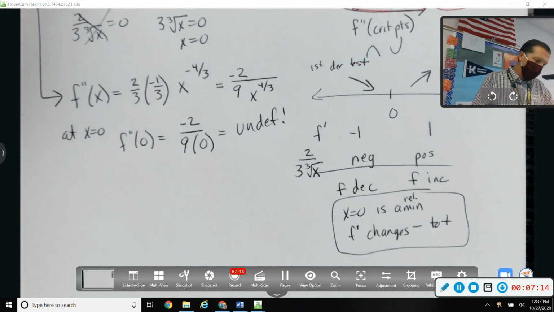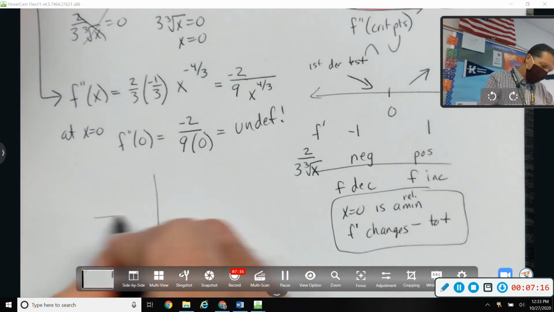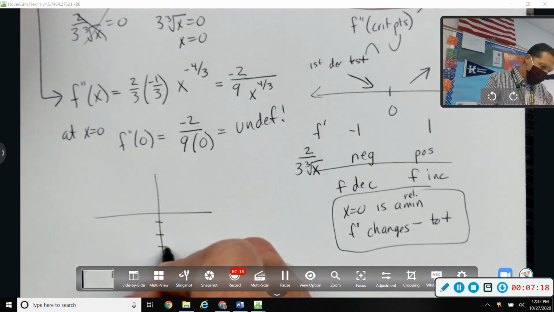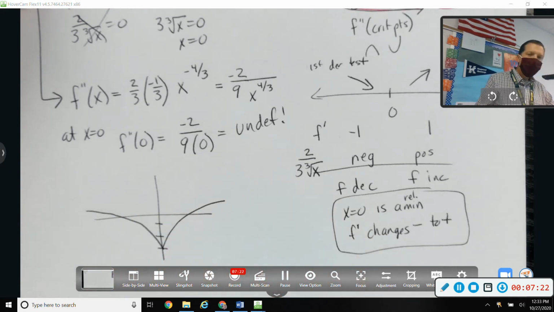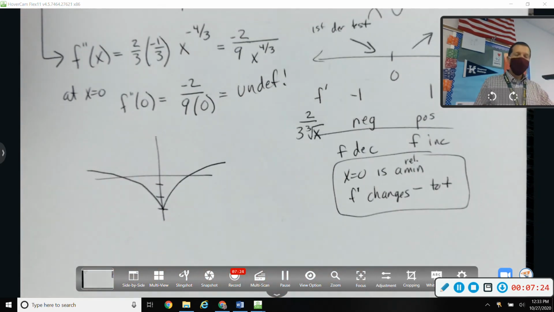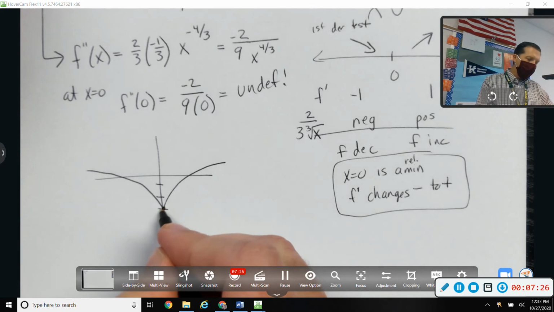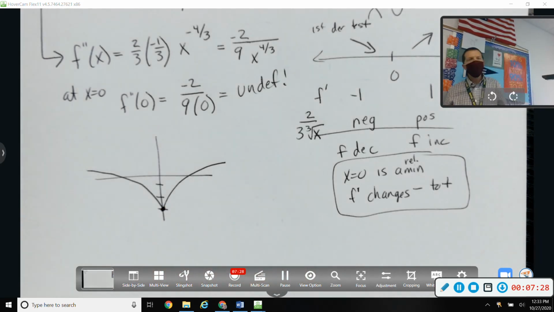And the reason is, if we graph this, it looks something like that. So there's a minimum there, but because it's a cusp, the first derivative doesn't exist. And if the first derivative doesn't exist, you can't get any further derivatives out of it. Good question. Tricky question.